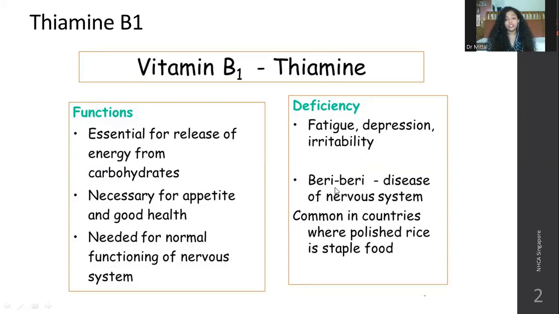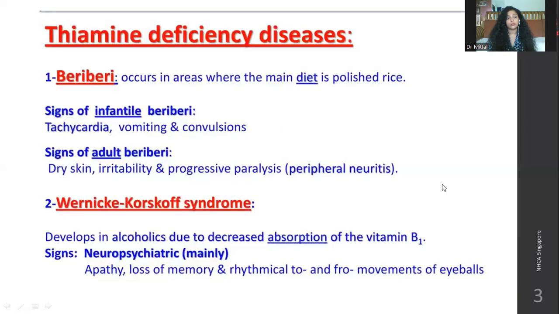Severe deficiencies will lead to beriberi. Beriberi is a disease of the nervous system. As we know, thiamine is required for the normal functioning of the nervous system. In deficiency, something wrong will happen to the nervous system. It is common in countries where polished rice is the staple food. So thiamine deficiency diseases, first is beriberi. There are different types of beriberi.